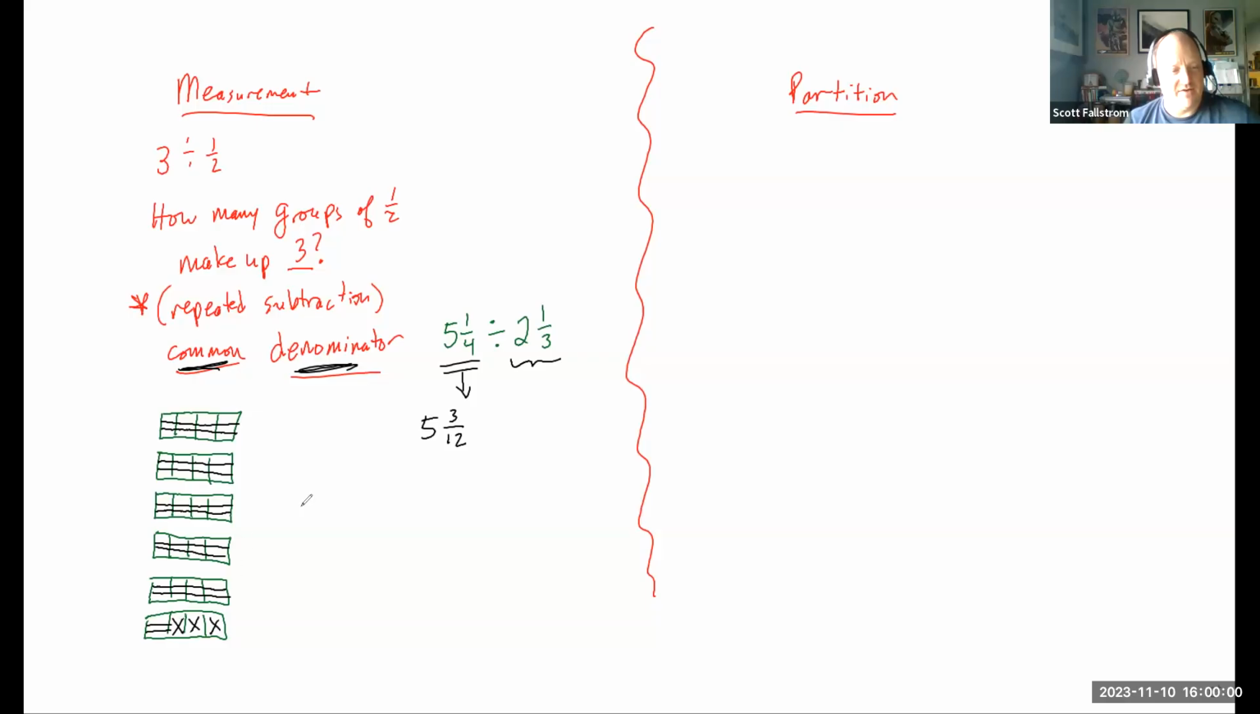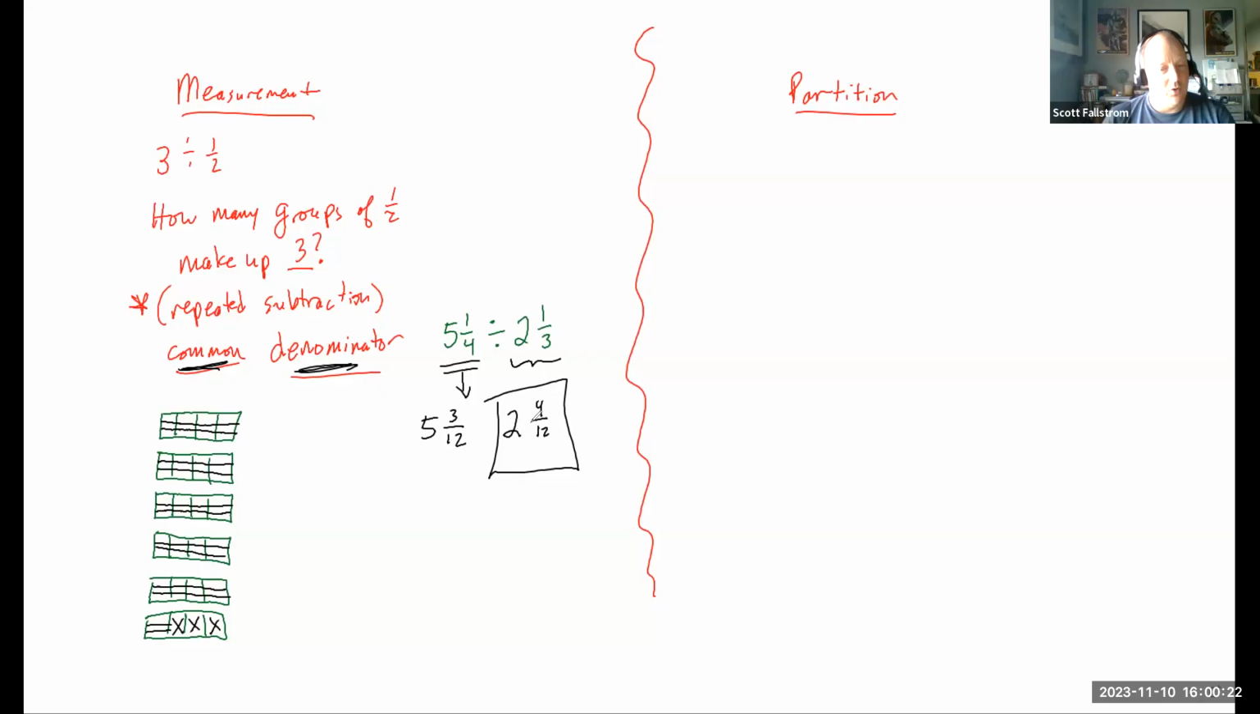Okay, and you can see here 5 3/12. And I'm dividing up into groups that are 2 4/12, because that's what 1/3 becomes. So by doing this little picture here, which is really finding quarters of thirds, if you think about it that way, that's what I ended up with. So now I'm going to start making groups that are this big.